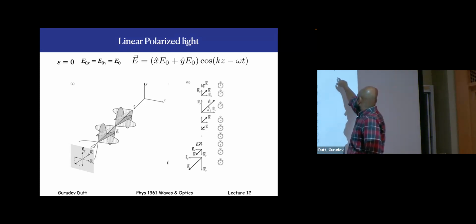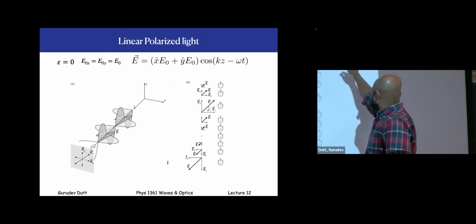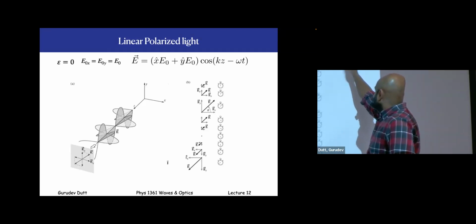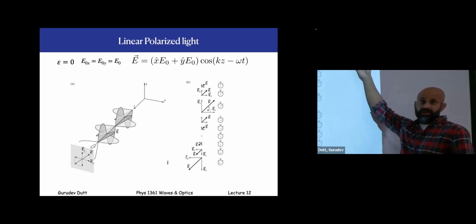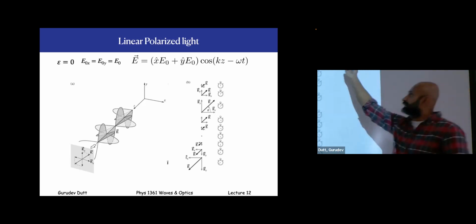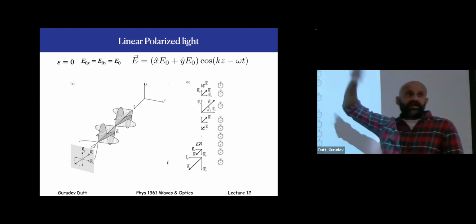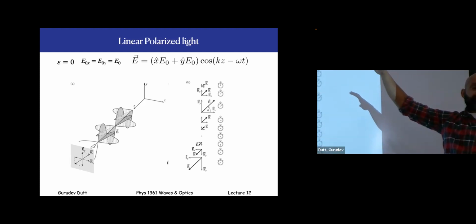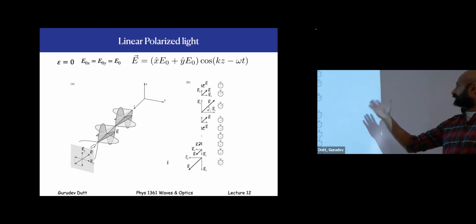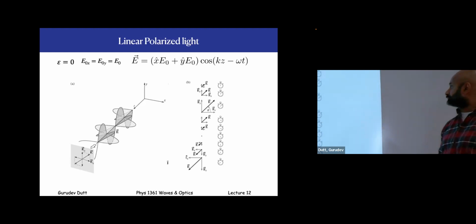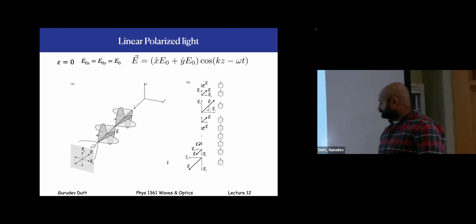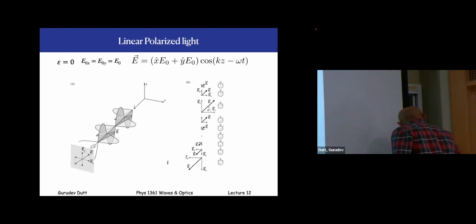So at time t equal to 0, let us say that the x and y components are now both, because cosine of 0 is just 1. So now we have x E naught plus y E naught, which means that that's exactly 45 degrees. So it's an E naught and E naught, which is exactly equal to each other. Okay. Now, maybe it'll be easier if I just do this on the board rather than trying to go through it on this slide.